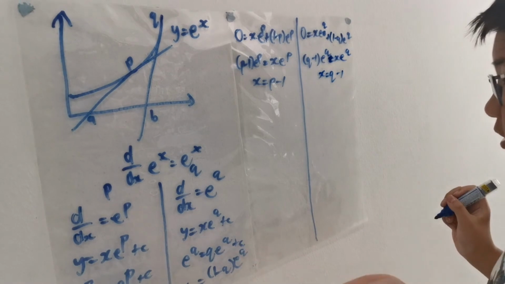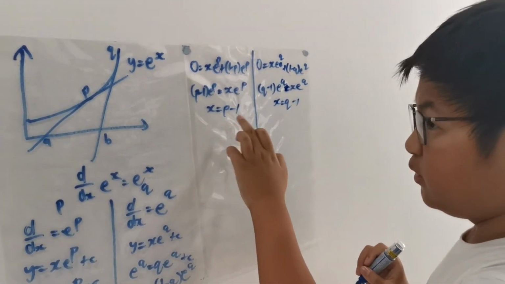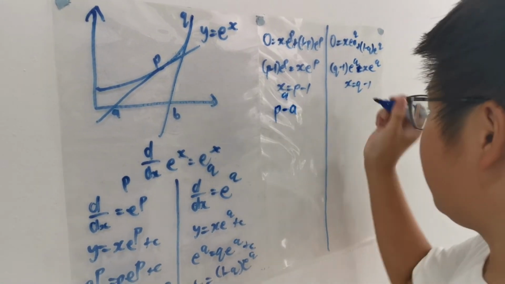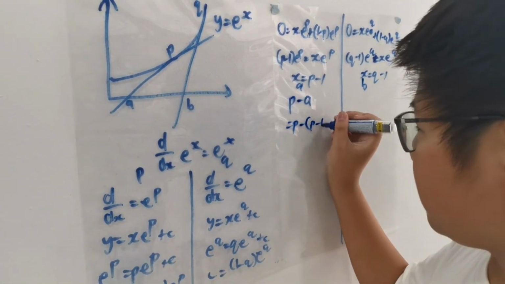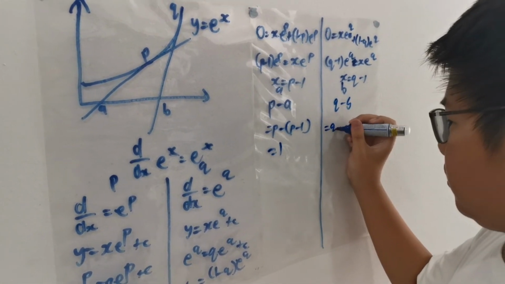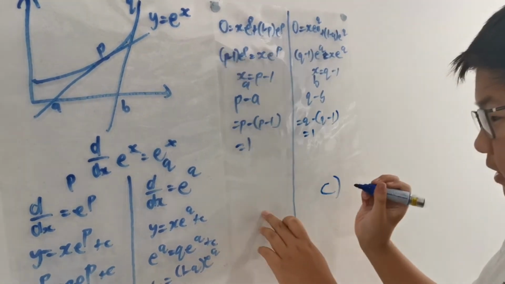It's the same expression. So, we can realize that, we call this A and we call this B, p minus a equals p minus (p minus 1) equals 1. q minus b equals q minus (q minus 1) equals 1, which is option C.